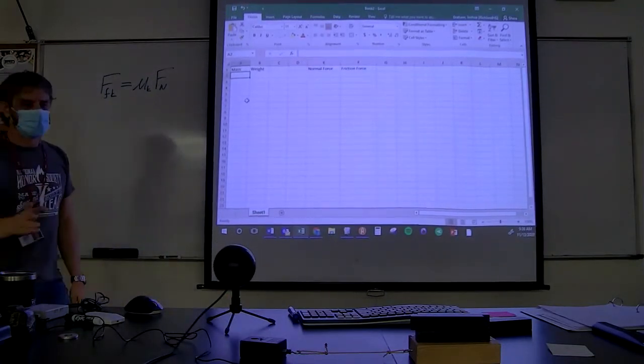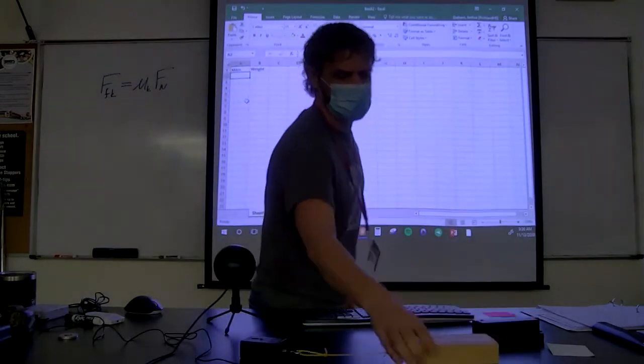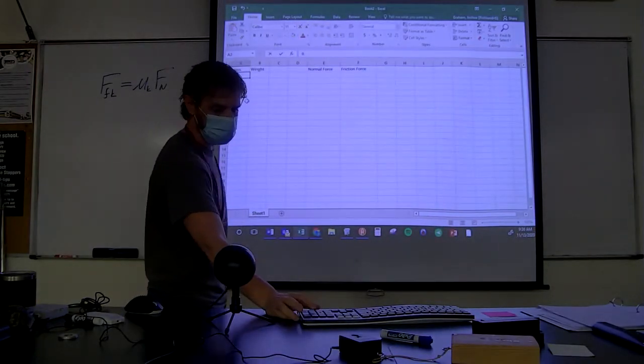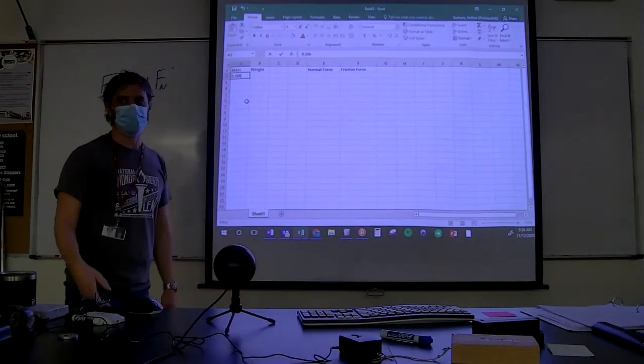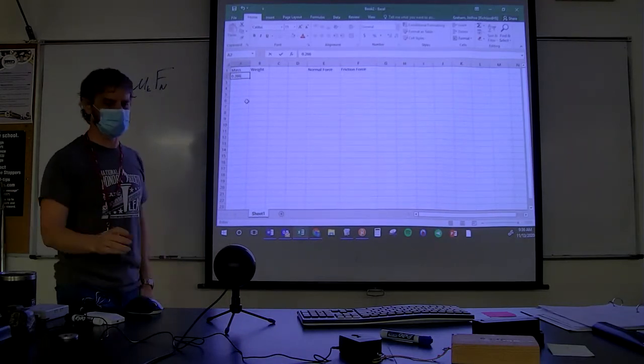Okay. So I'm going to first, I already measured the mass of the block. It's 266 grams. So I'm going to put that in mass, 0.266. Not 266. We got to put in 0.266. We got to convert that to kilograms right off the bat.